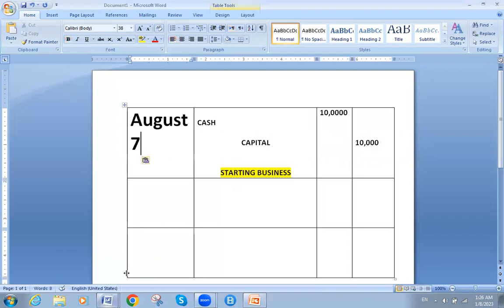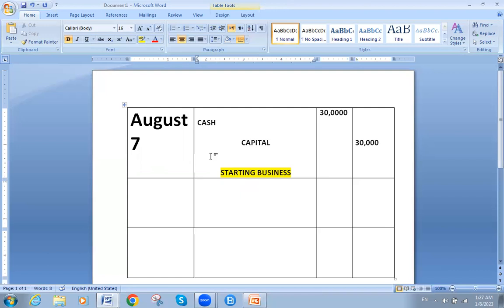It will be from cash into capital, but the amount will be 30,000. And here the amount will be 30,000. I'm starting the business on August 7, and we don't need to write it again because we have here already August 7. So it's from cash into capital. This was the first transaction, and this is how we work on it and how we do this kind of example.